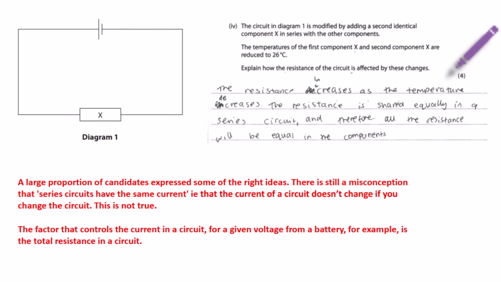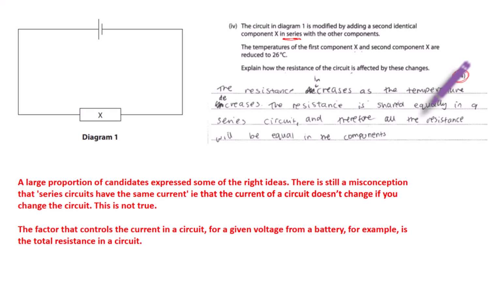Next one: the circuit in diagram 1 is modified by adding a second identical component in series with the other components. So the next question says, the circuit in diagram 1 is modified by adding a second identical component, check this out, in series with the other component. The temperature of the first component X and the second component X are reduced. Explain how the resistance of the circuit is affected by these changes.